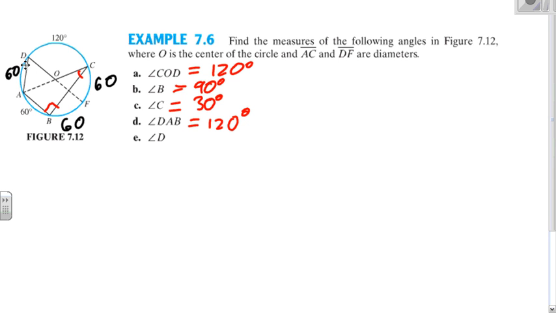Angle D, this angle up here, subtends the arc, or cuts the arc from A to F, which is a total of 60 plus 60, 120 degrees. Since it's an inscribed angle, it's half of that, or 60 degrees.